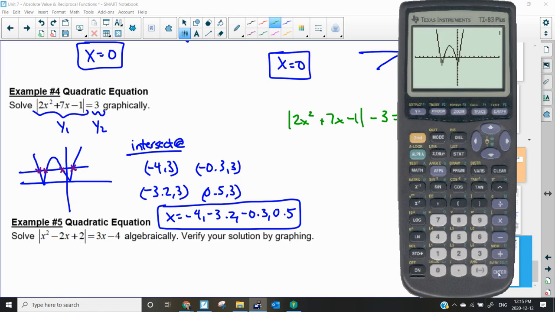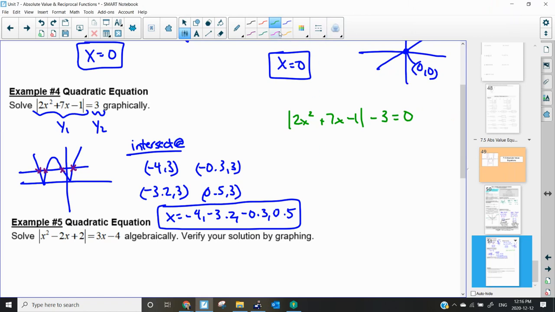and you'll be finding that we're getting the exact same values. So doing it using this method, we would also have -4, -3.2, -0.3, and 0.5. So ultimately, it doesn't matter which method you choose, as long as you're getting the correct answers. So -4, -3.2, -0.3, and 0.5.